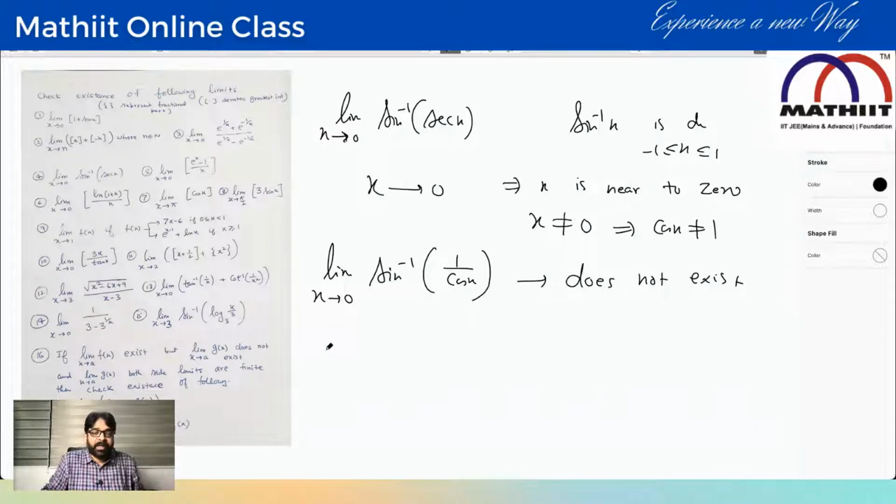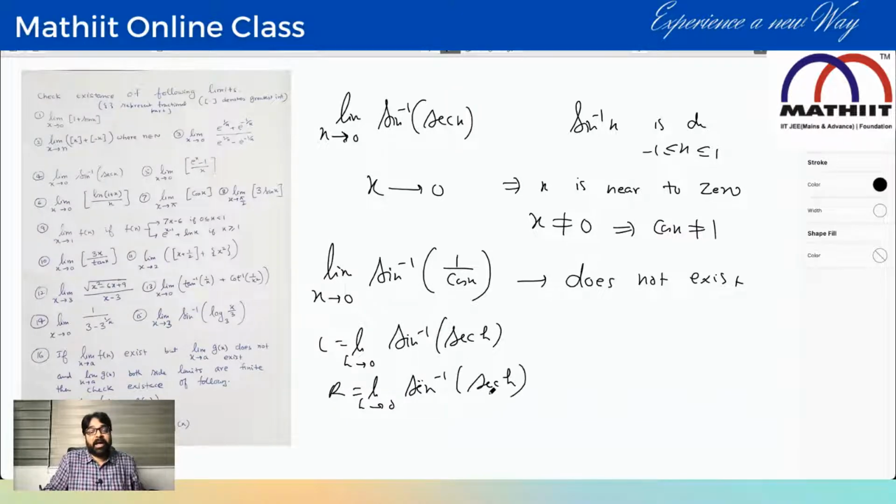Watch carefully. They say, sir, left hand limit will come, limit h approaches 0, sine inverse secant 0 minus h, means secant h, by secant minus theta, and right hand limit also coming the same. See, both are same. And you taught, sir, that whenever both are same, limit exists. Arey bhaiya, both are same means how can you say? Limit cannot be compared. Value of limit can be compared. These two limits you cannot compare.